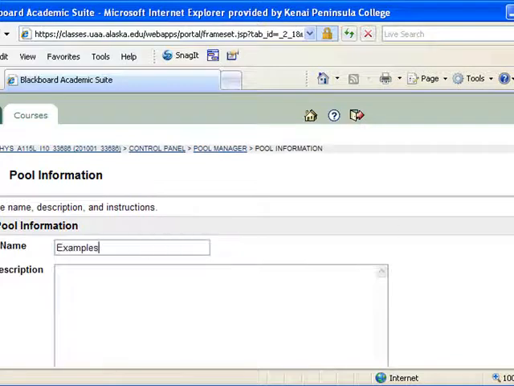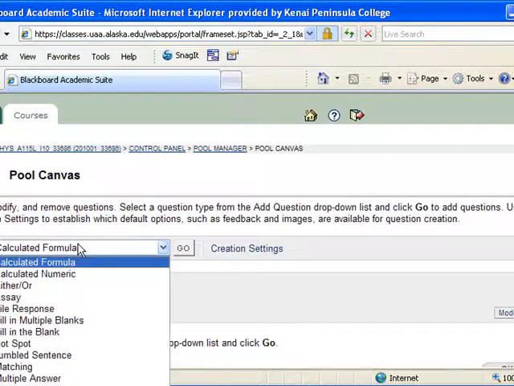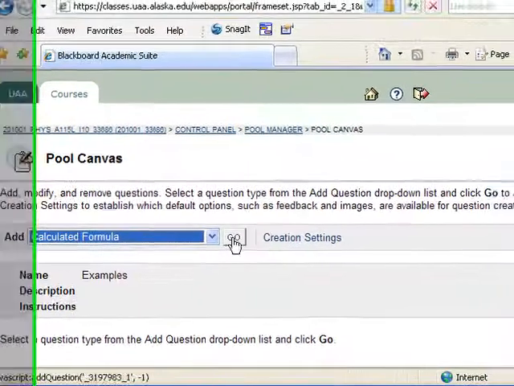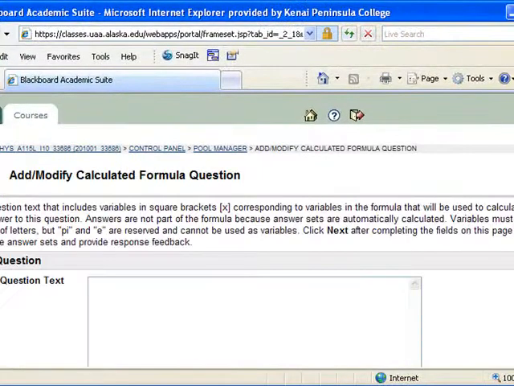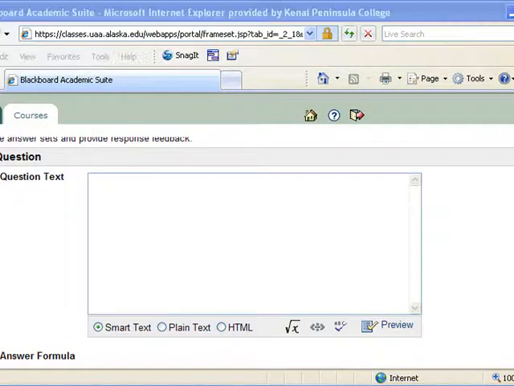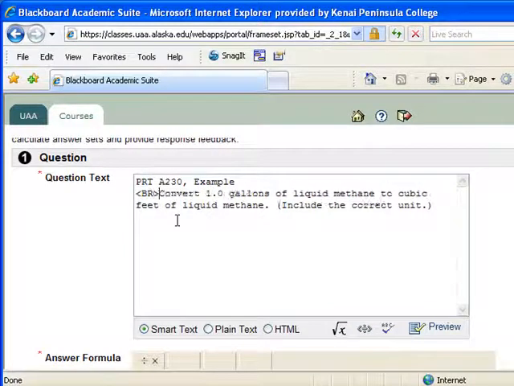With this one, everybody's familiar. Actually, the first choice here is calculated formula. It's only because it's on top of this alphabetical list, so that's what I'm going to use, calculated formula. And now you get a big editor, and here's where I'm going to put the question in. I may have to do this one here to get a line break.